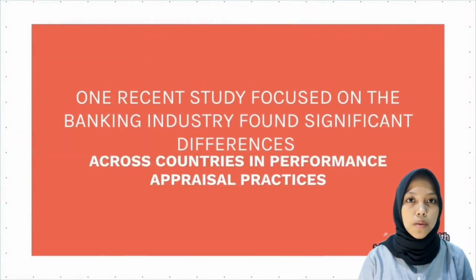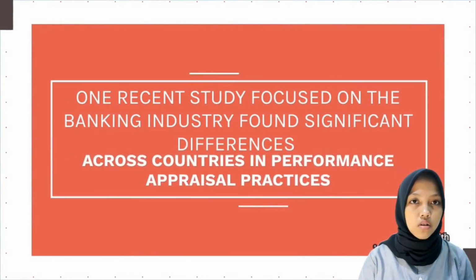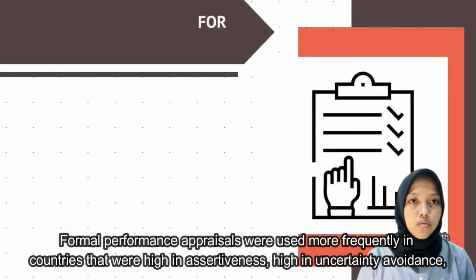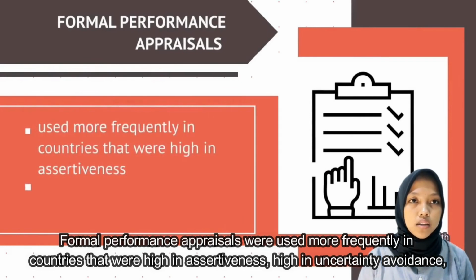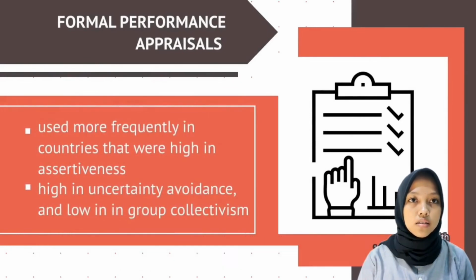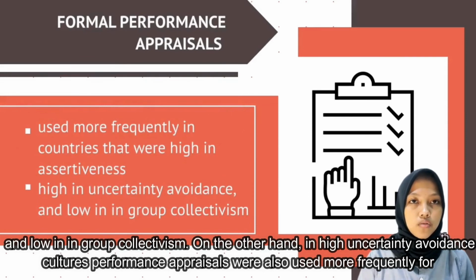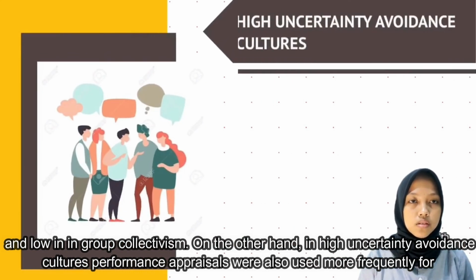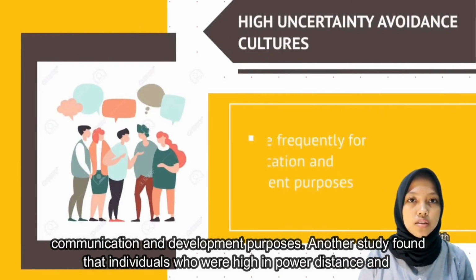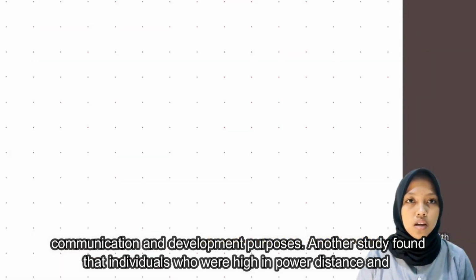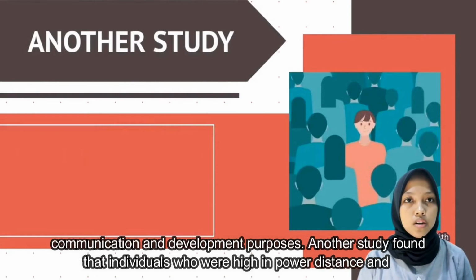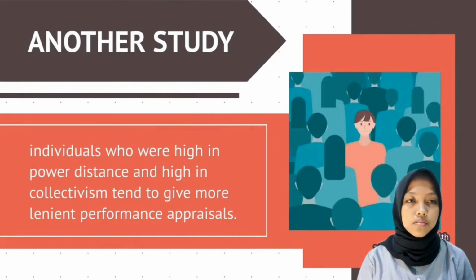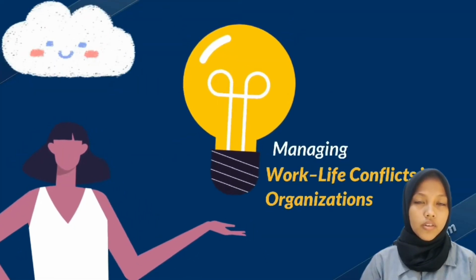One recent study focused on the banking industry found significant differences across countries in performance appraisal practice. Formal performance appraisals were used more frequently in countries that were high in assertiveness, high in uncertainty avoidance, and low in group collectivism. In high uncertainty avoidance cultures, performance appraisals were also used more frequently for communications and development purposes. Another study found that individuals who were high in power distance and high in collectivism tend to give more lenient performance appraisals. And the last topic is about managing work-life conflicts in organizations.